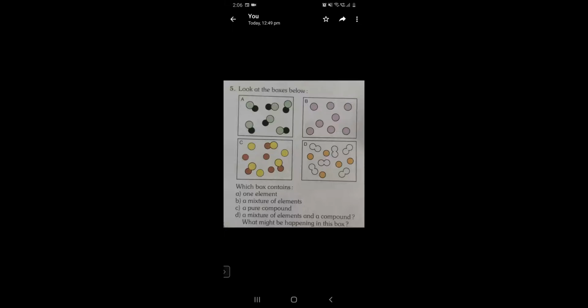The reason why I'm using the word particle is because the particle can be an atom, a molecule, or an ion. Even a molecule can be just an element in which both the atoms are the same, or it can be a molecule that has different types of atoms, in which case it would be a compound, right? Very good, Zainab. Okay, what about box C? Who will answer? What about box C?